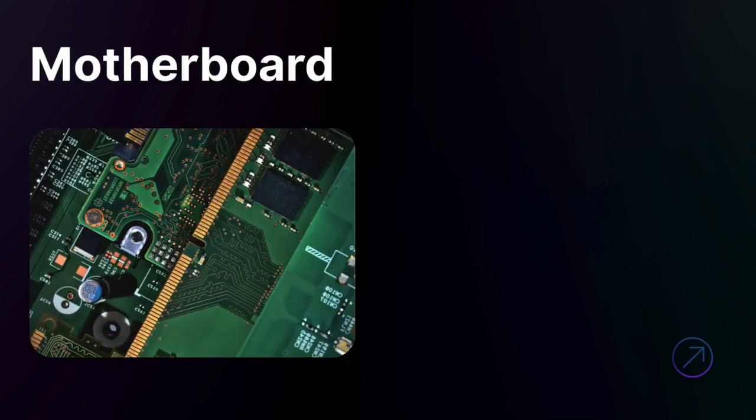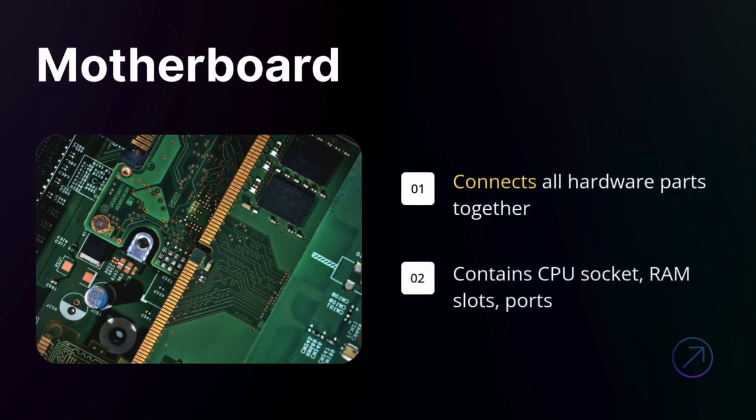The motherboard. The motherboard is the main circuit board. It connects all the hardware components and lets them communicate with each other. It contains the CPU socket, RAM slots, and ports.